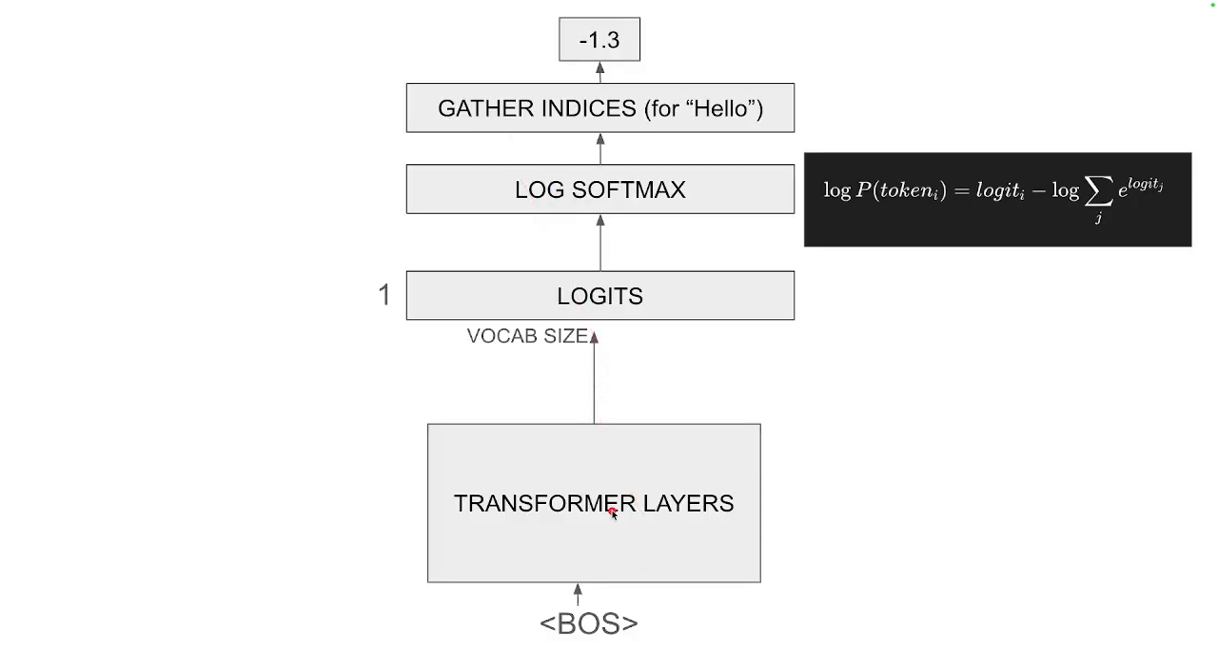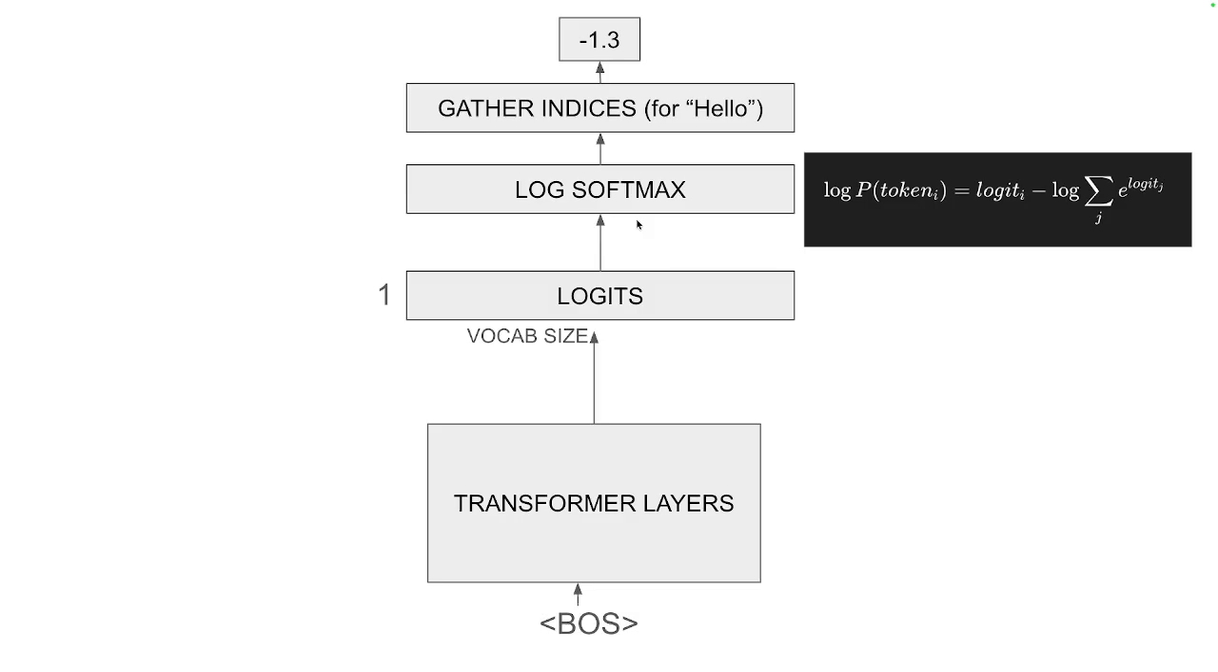So before jumping into the alignment algorithms, let's first try to understand what are log probs. Let's say you have a bunch of transformer layers and you start an autoregressive transformer from the beginning of sentence token. Then it goes through a lot of transformer layers and you get logits, which is of dimension vocab size. After that, you take a softmax followed by log, because you need to find the probabilities of each of the elements in your vocabulary.